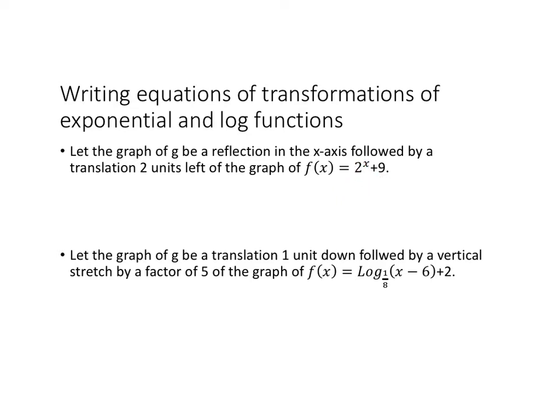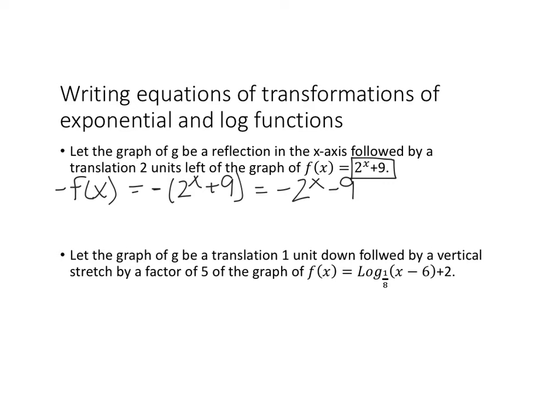So we are going to start with the reflection in the x-axis. Remember, that is negative f of x. f of x is the whole equation, so everything has to change. So negative 2 to the x plus 9, which makes negative 2 to the x minus 9. Now the negative is not being raised to that x power, so we're not going to put parentheses around anything there.